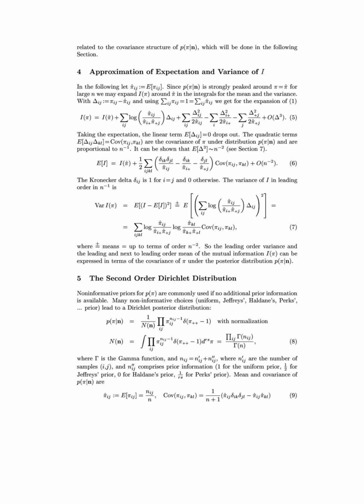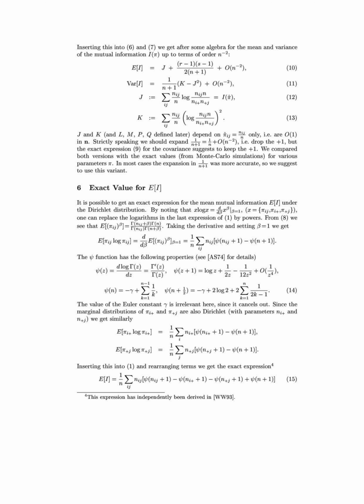Mean and covariance of π under the Dirichlet distribution are given by the expression with n_ij and the parameters. Inserting this, after some algebra we get the mean and variance of the mutual information I(π) up to terms of order n^-2. The quantities J, K, and L, M, P, Q defined later depend on π_ij, i.e. are O(1) in n.